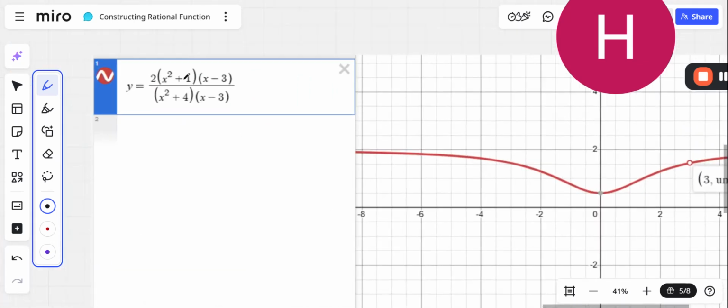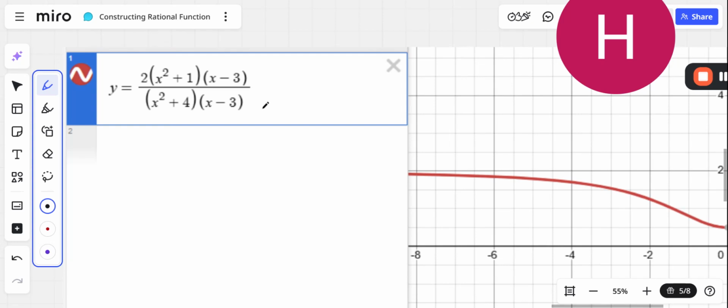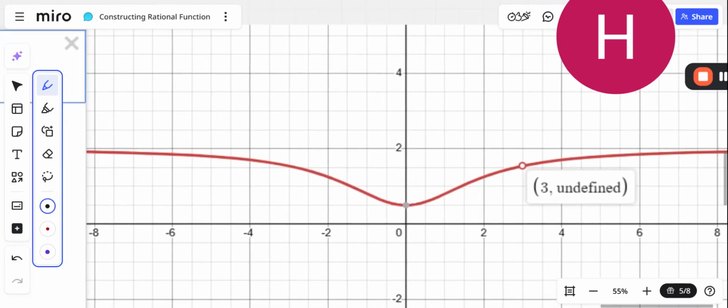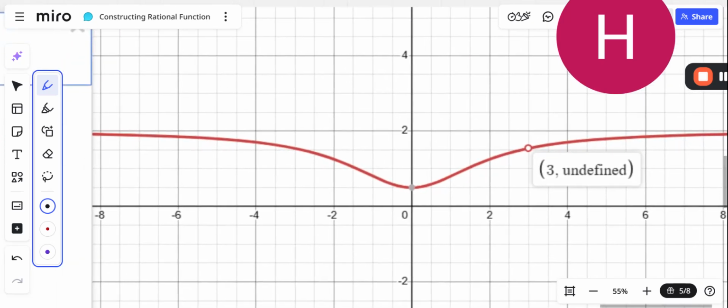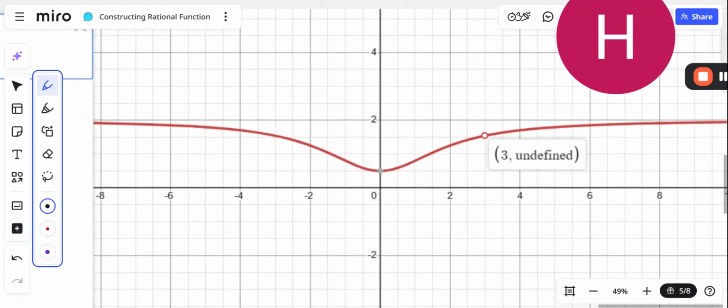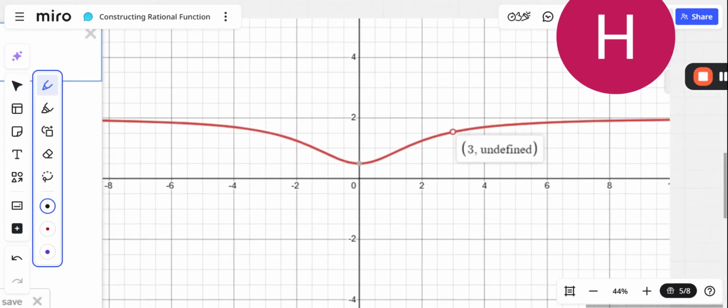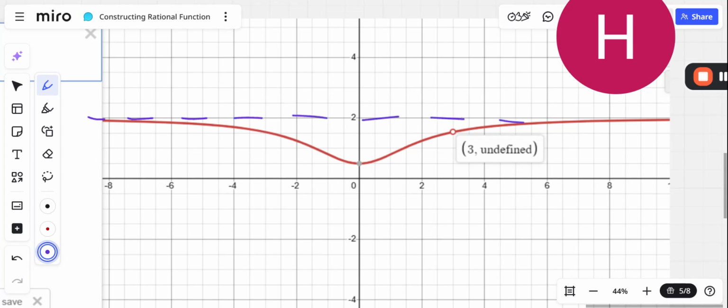Here is the same function that I plugged in. I don't have to tell Desmos that x can't equal 3. It's a calculator, so it can work that out on its own. But I want you to look at the graph because it has interesting features, right? We mentioned that it has no vertical asymptotes, and you'll see that it has no vertical boundaries at all. It does have this horizontal boundary at y equals 2.